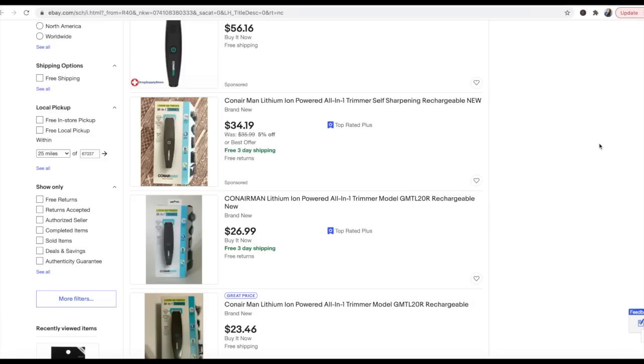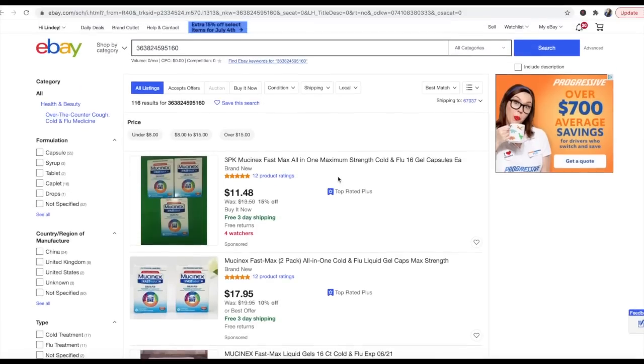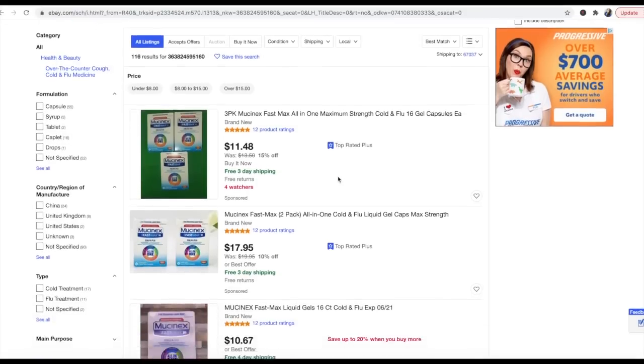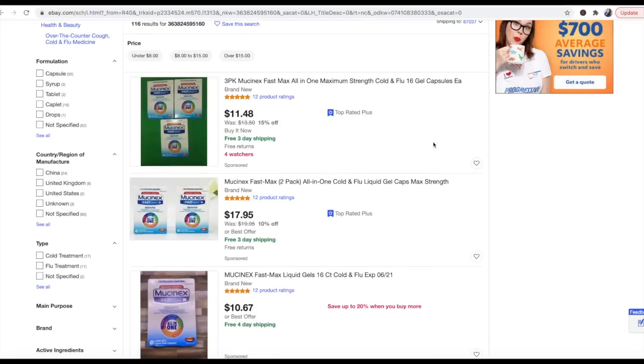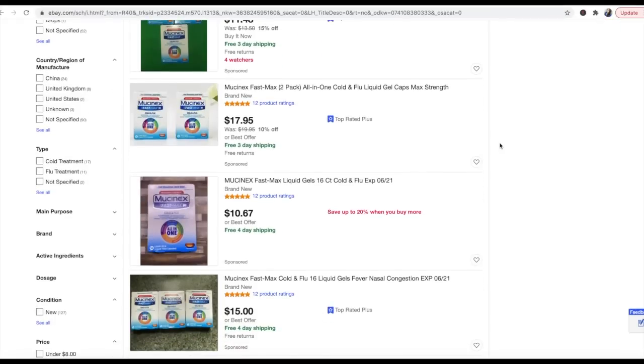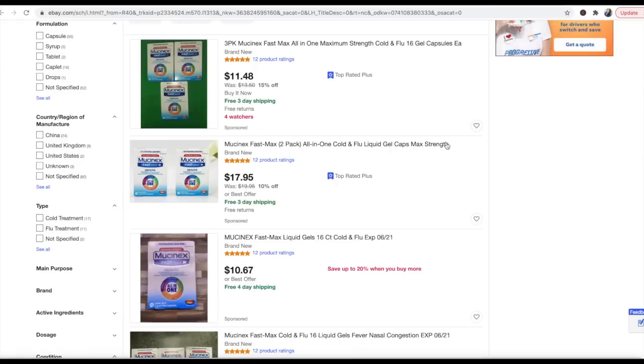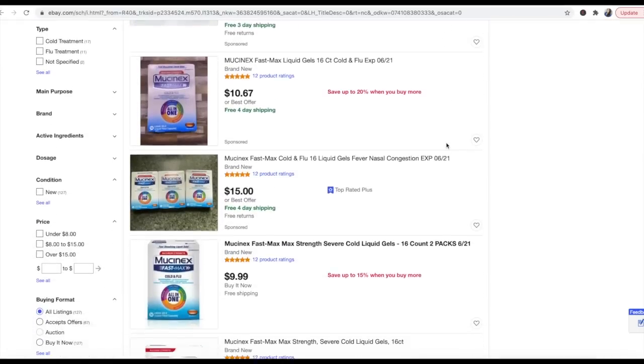All right, this is fun. Let's do another one. All right, so now we're looking at some Mucinex Fastmax Cold and Flu. I wanted to make sure that we would take a look at something like supplements or vitamins or over-the-counter medicines, because it seems like the markets on these fall so fast, and I just don't understand it sometimes.